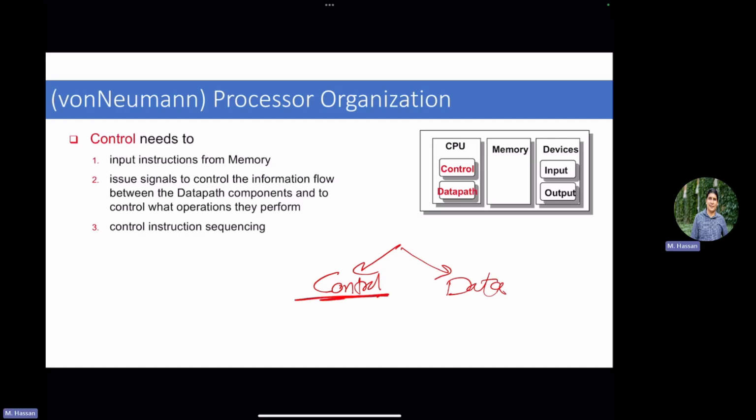And we said control is the one that is responsible for fetching instructions from the memory and then decoding it, understanding what operation you want to do, and then feeding the control lines, the selection lines of the multiplexers, the enables of the ALUs, and all these control lines to the actual functional units to start the operation. The actual operation and the data transfer is happening through the data path.